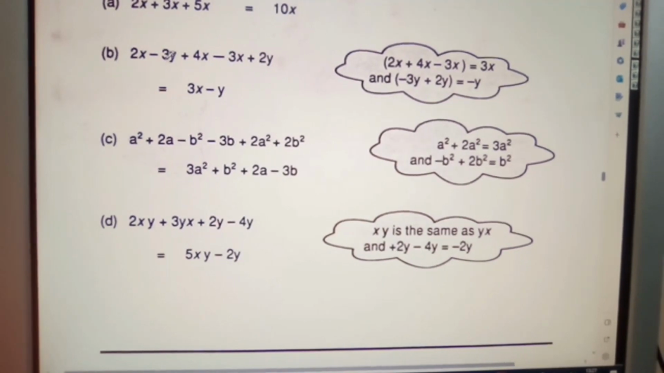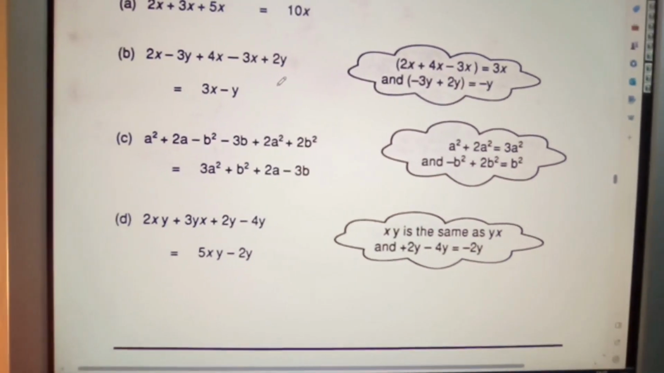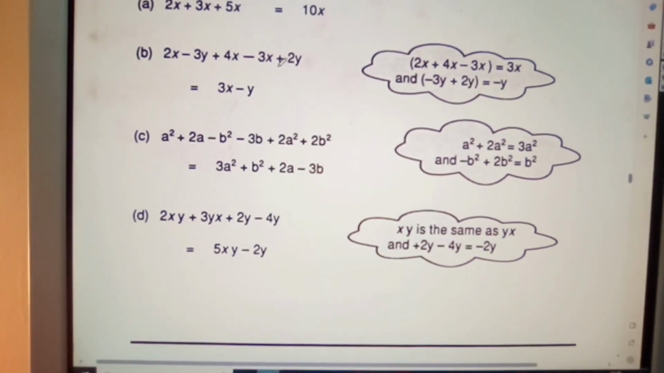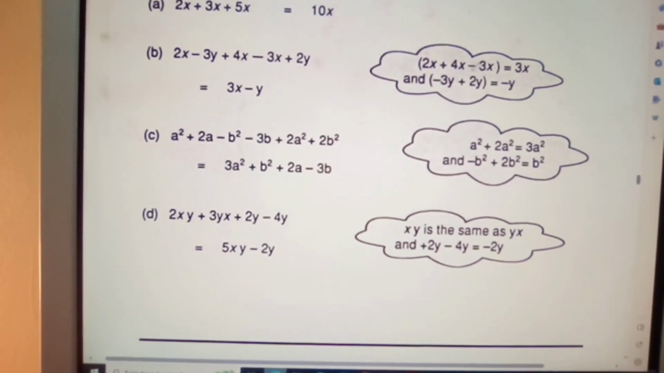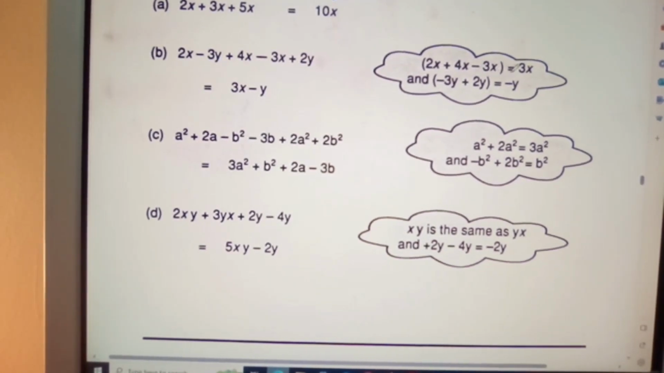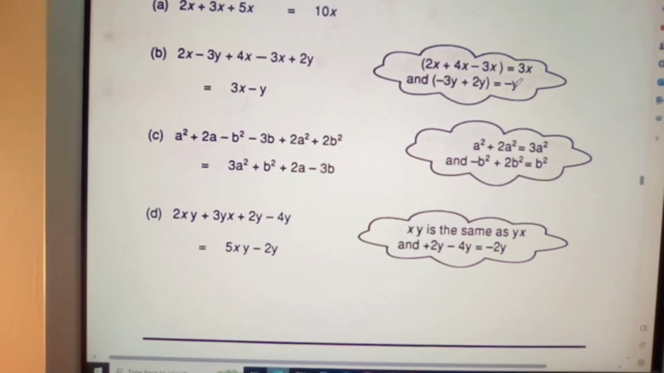B, 2x minus 3y plus 4x minus 3x plus 2y. Now, 2x plus 4x, that's 6x, minus 3x will give you 3x. And minus 3y plus 2y will give you, a plus and a minus is a minus, a minus y.